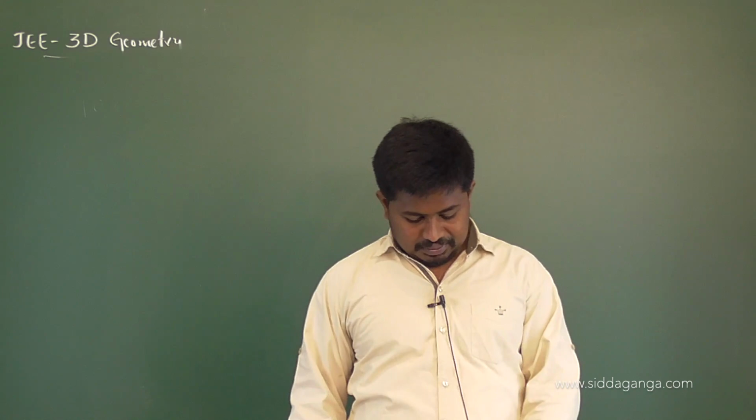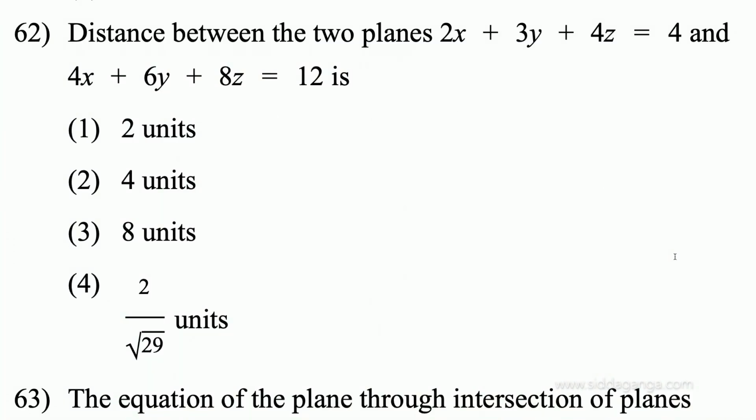Okay, question number 62. Distance between the two planes, yes, 2x plus 3y plus 4z is equal to 4 and 4x plus 6y plus 8z is equal to 12. So before going to define the distance, first you observe the coefficients of both the planes given. So yes, they are in the same ratio, right? You mean they are parallel. So 2x plus 3y plus 4z equal to 4 is the first plane. In the second plane, 4x plus 6y, let me divide by 2.